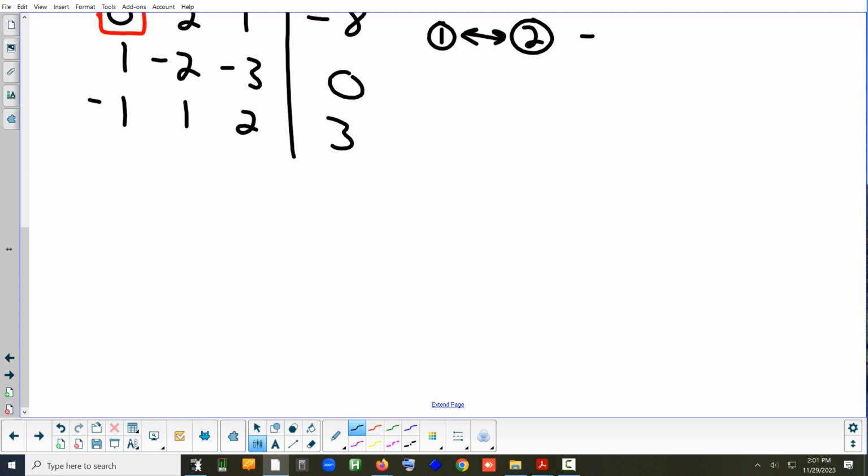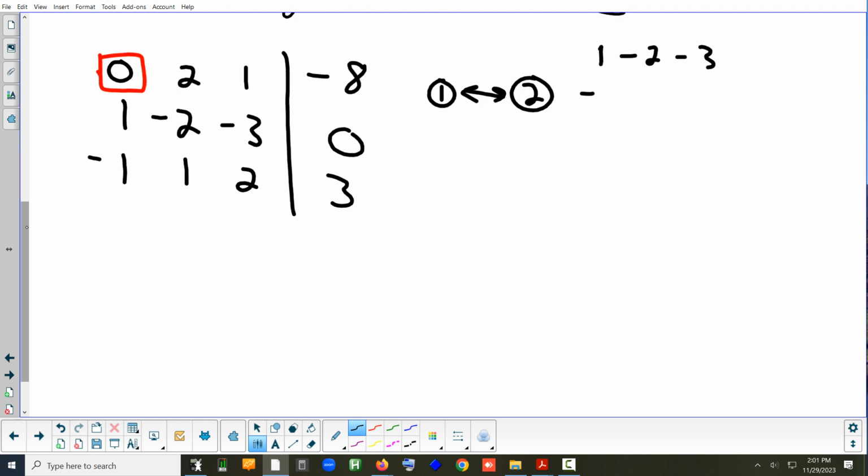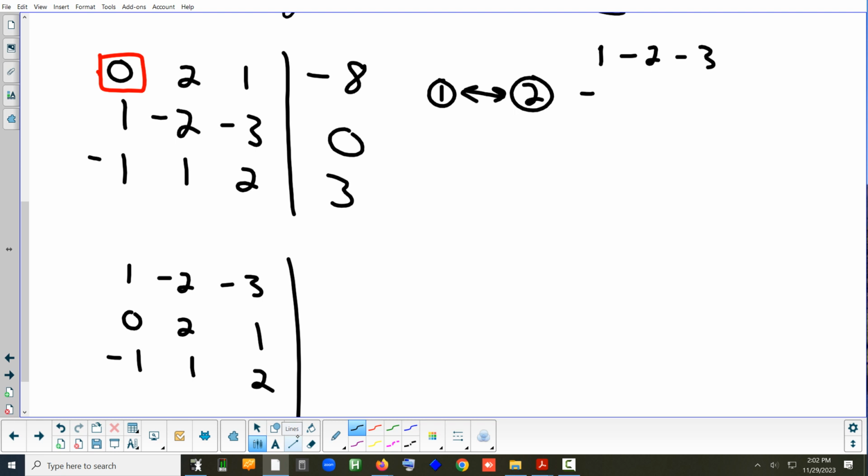Actually, you know what? I'm going to do it down here, so I have more space. 1, -2, -3, 0, 2, 1, -1, 1, 2. And also make sure you swap the other numbers that go with them. 0, -8, and 3. So I just took rows 1 and 2 and swapped. Okay. Any question on that?